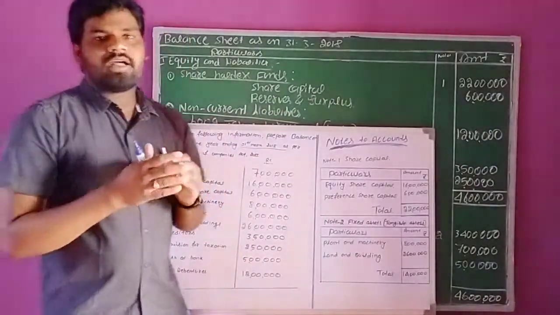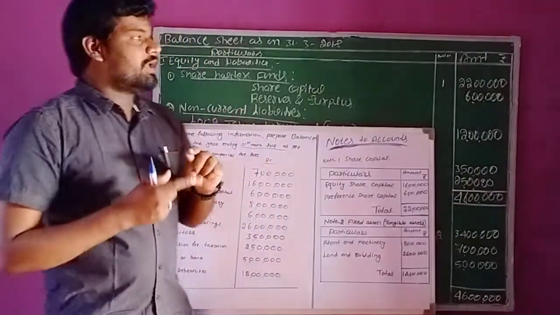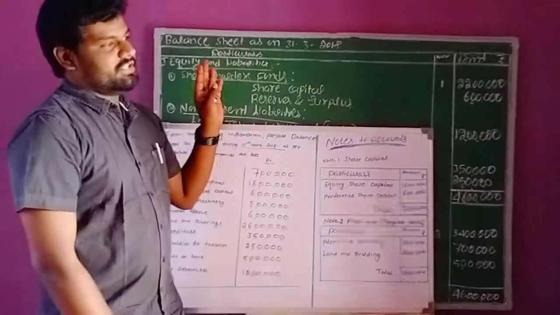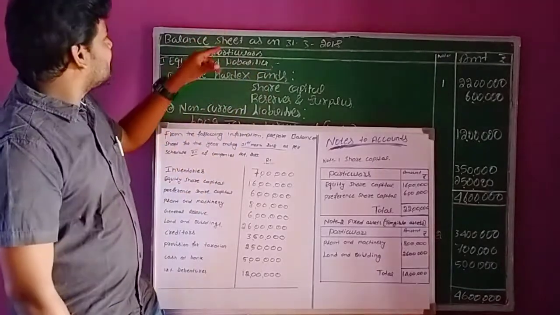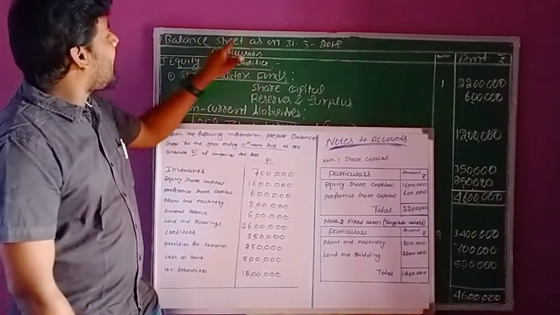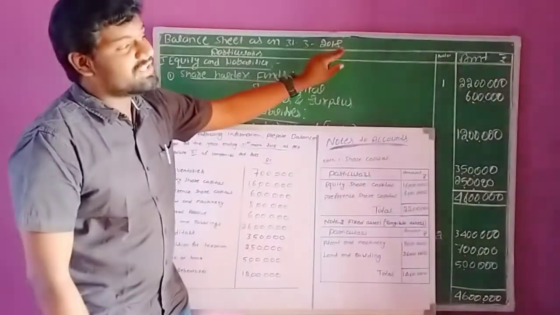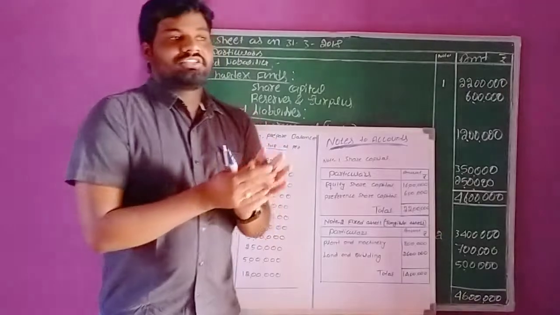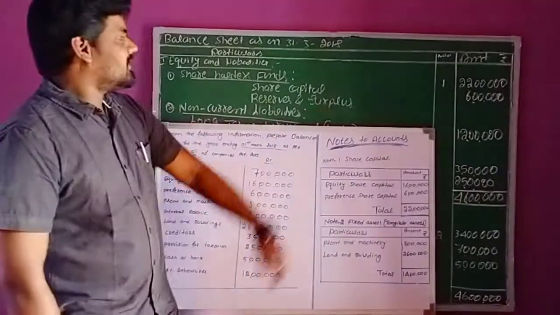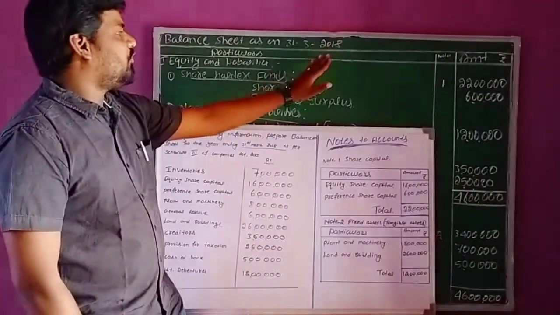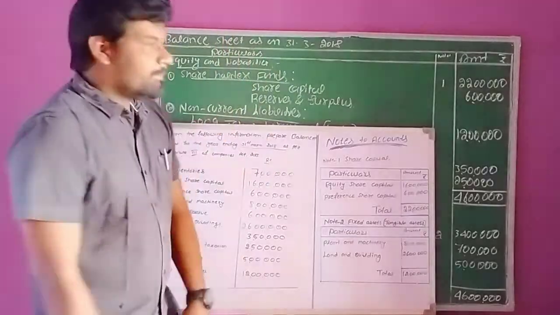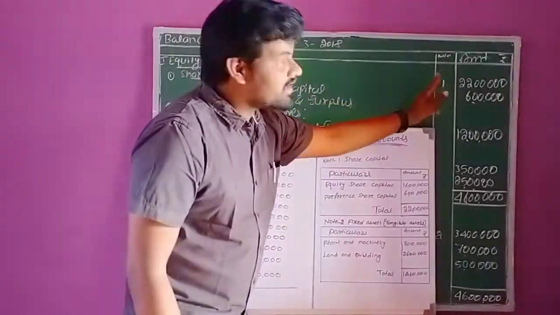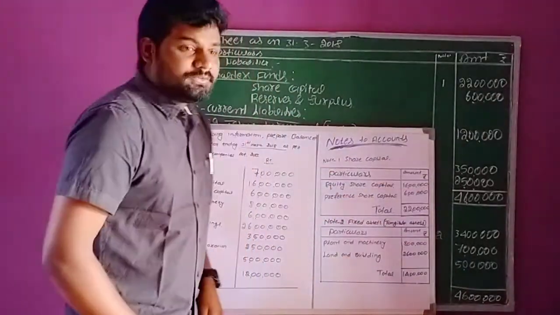Now we need to apply the balance sheet format. The format requires three necessary columns for the balance sheet. Before the balance sheet, first I will take the headline: Balance sheet as on 31st March 2018. This is the end of the year, right? Each and every business organization prepares financial statements on this date only. So under the below format, we need to prepare three necessary columns: one column for particulars, second column for notes, and third column for amount.